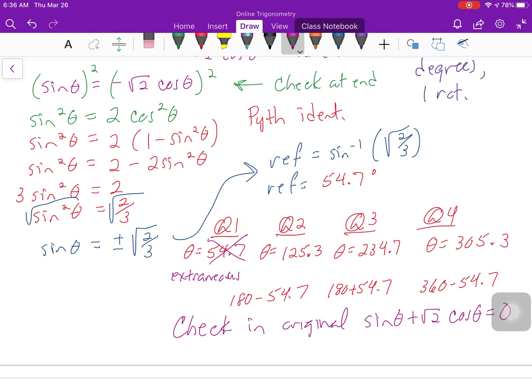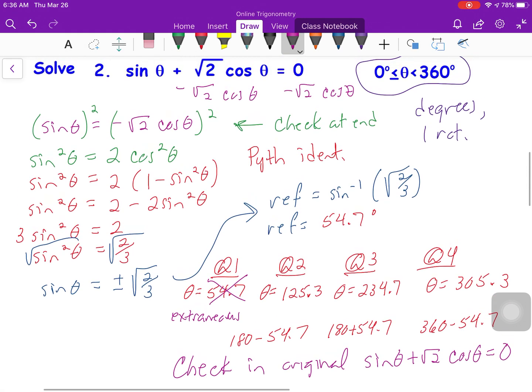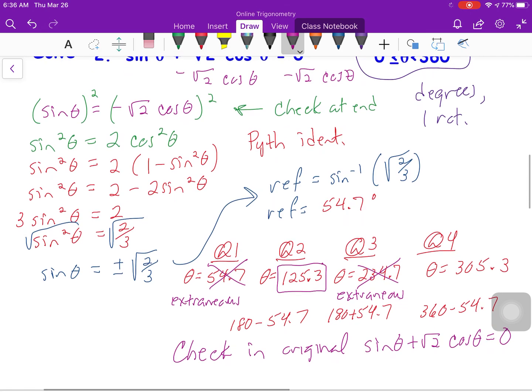In quadrant 2, the sine is still positive, but the cosine is negative. When I type that one in, that one checks out fine. In quadrant 3, both sine and cosine are negative. There's no way I can add two negatives and get 0. So this one, once again, quadrant 3 comes out to be extraneous. Quadrant 4, this time sine's negative and cosine's positive, and that one, when I type it in my calculator, does check out.